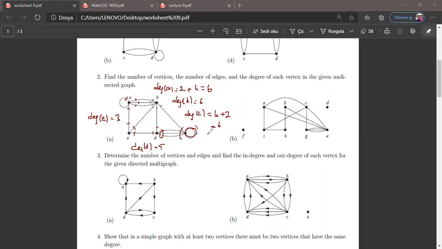So it's 6. So for A, we have 6. For B, we have 6. For E, we have 3. For D, we have 5. And for C, we have 6.